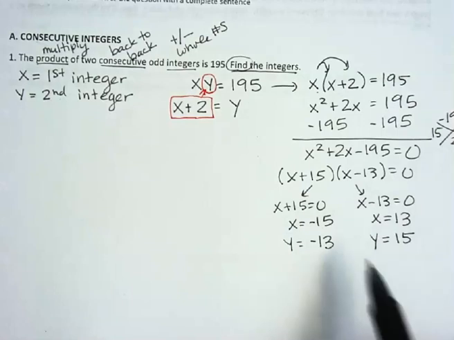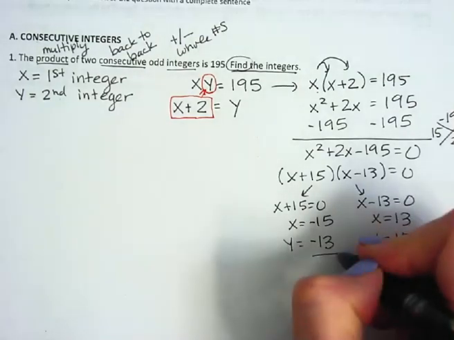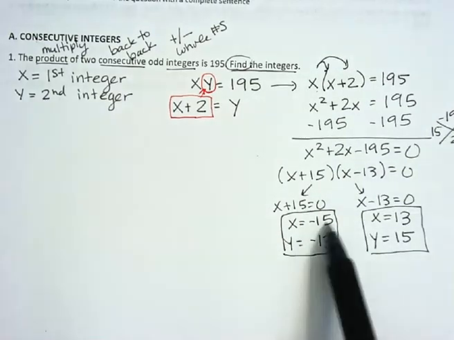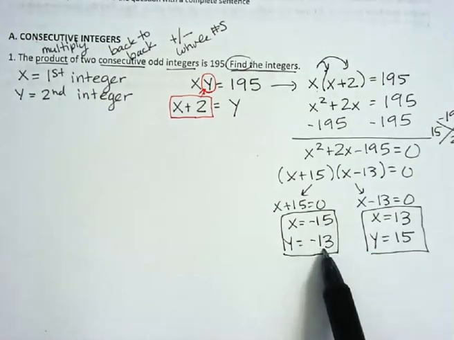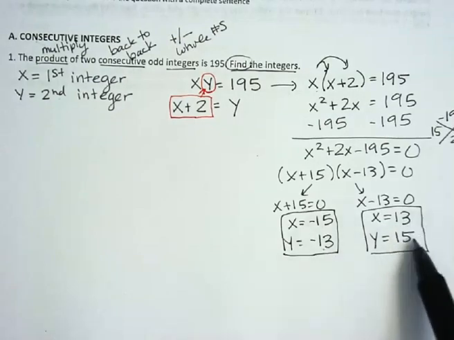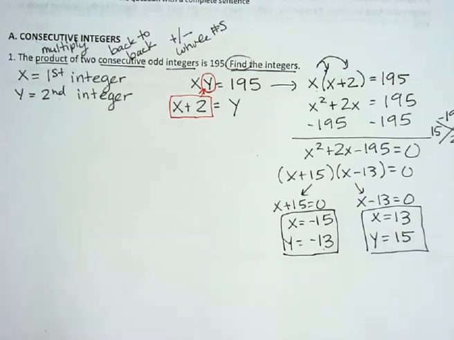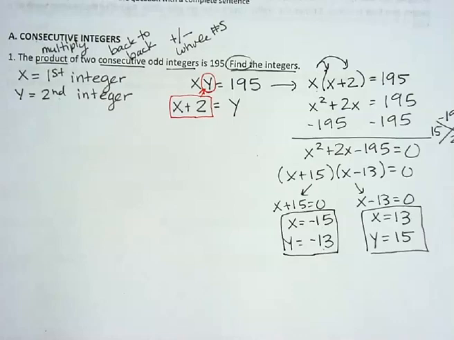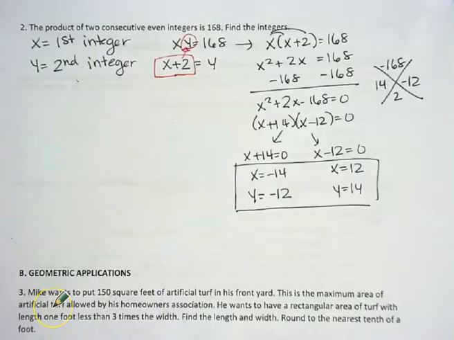So what's happening here is I actually have two sets of answers. Because negative 15 times negative 13, their product is positive 195. Positive 13 and positive 15, their product is also 195. So I want you to pause the video, and I want you to turn to the back and try number 2 by yourself. All right, here's my number 2. If you need to pause the video to compare yours to mine, go ahead and do so.